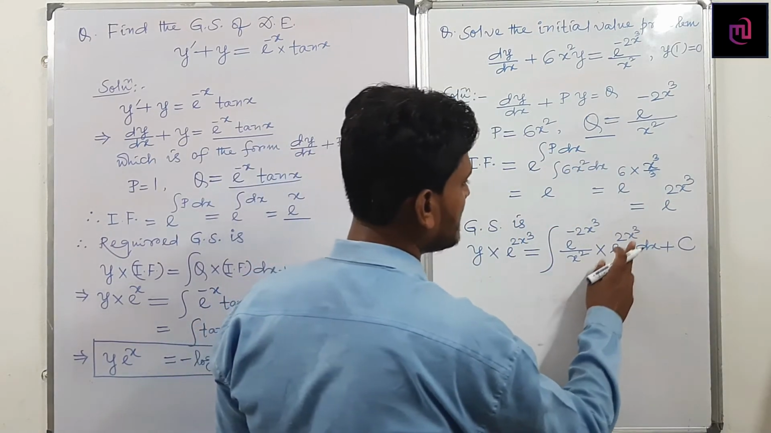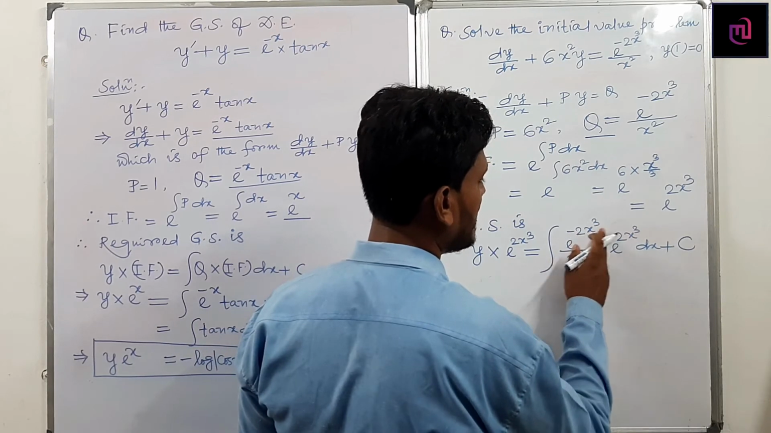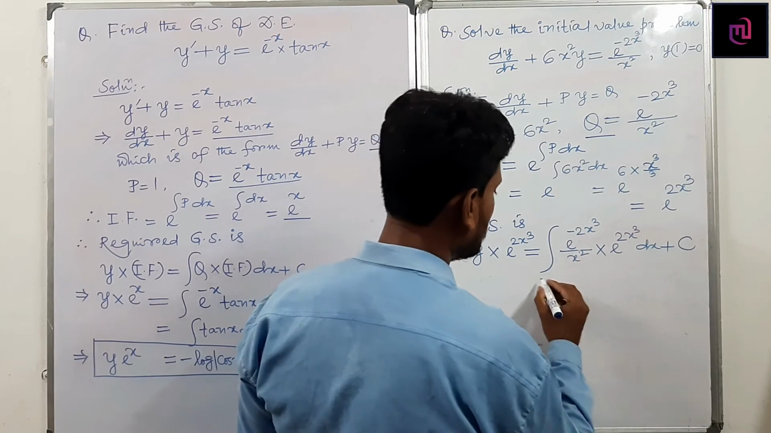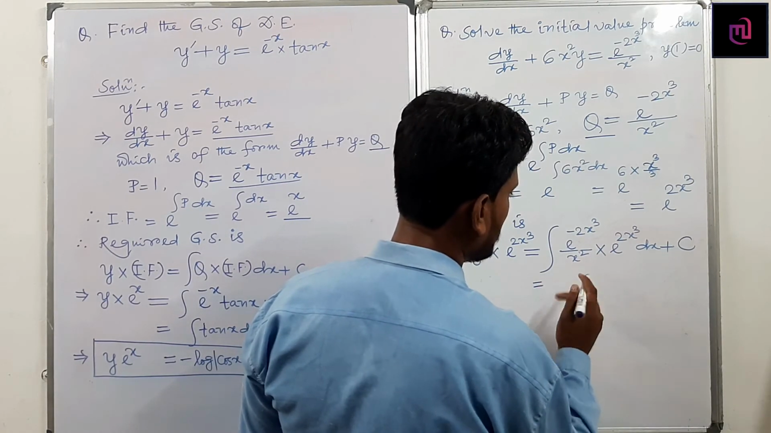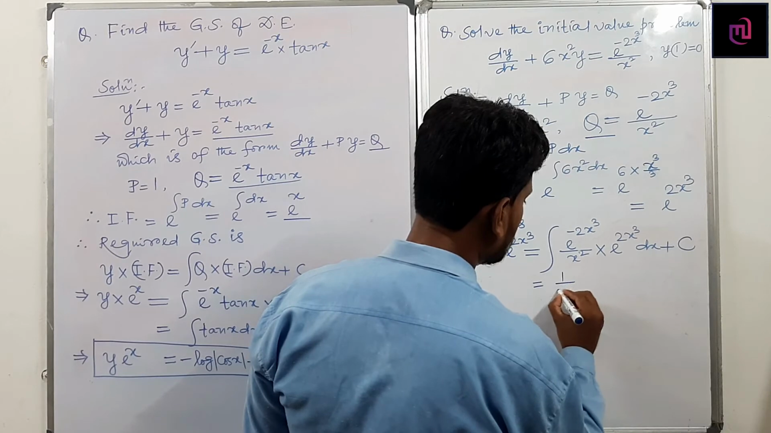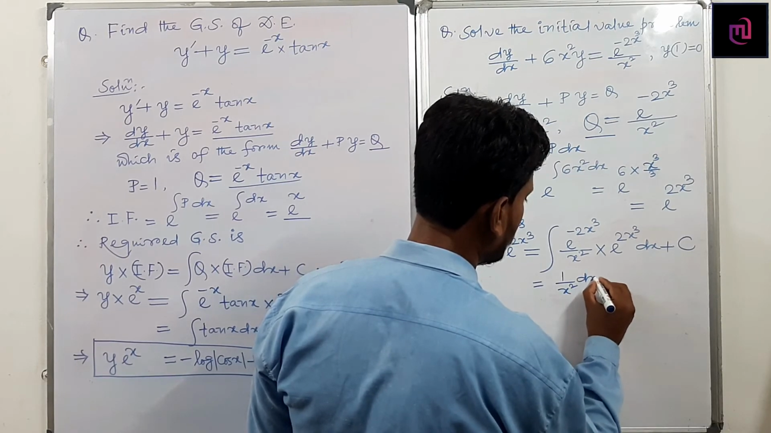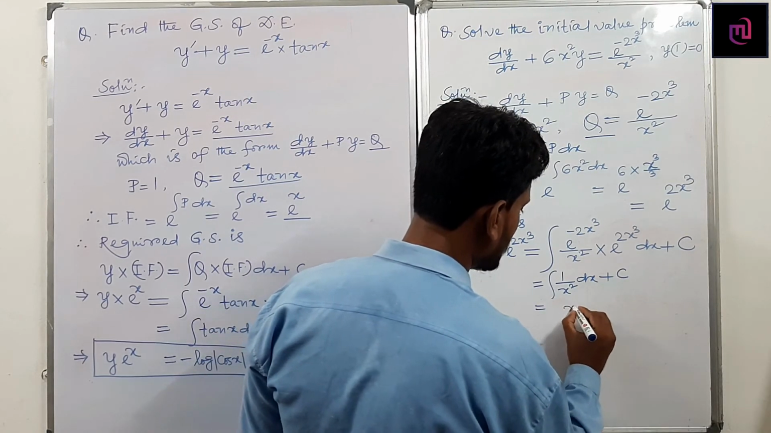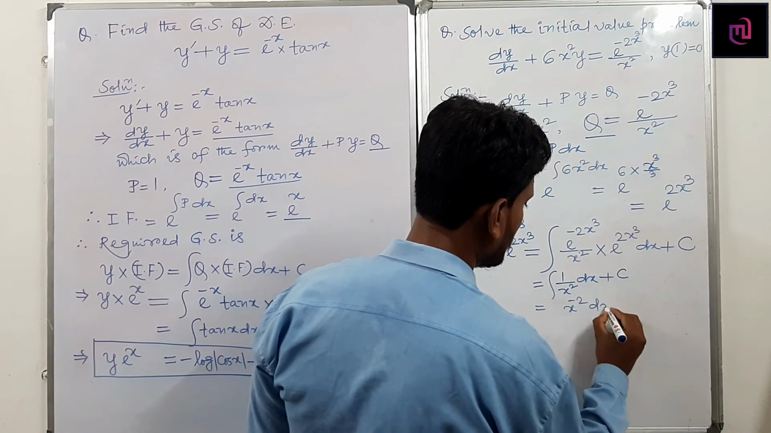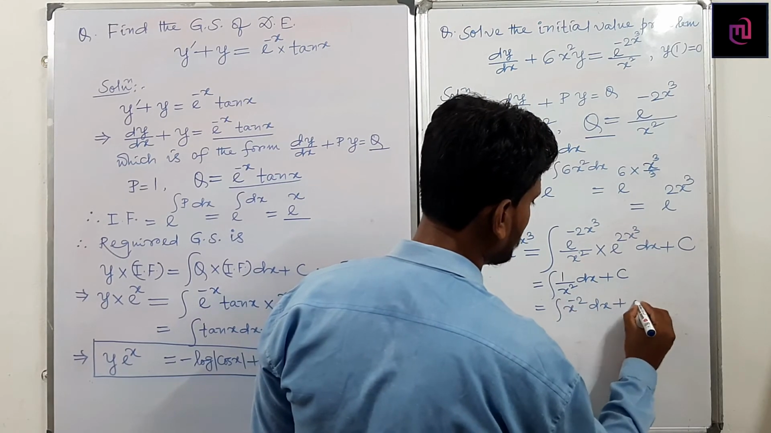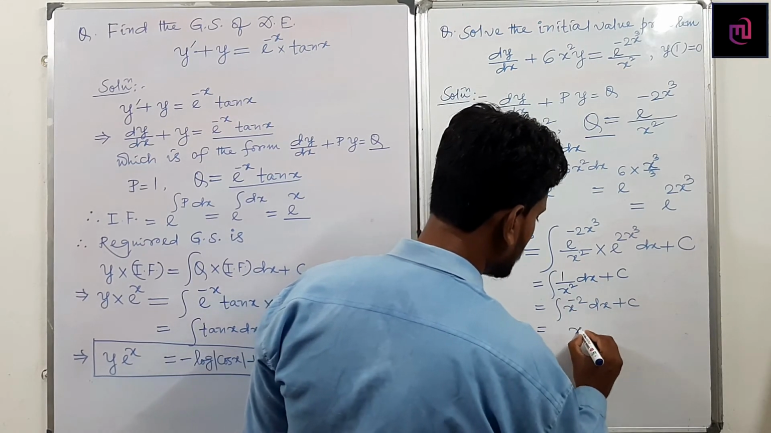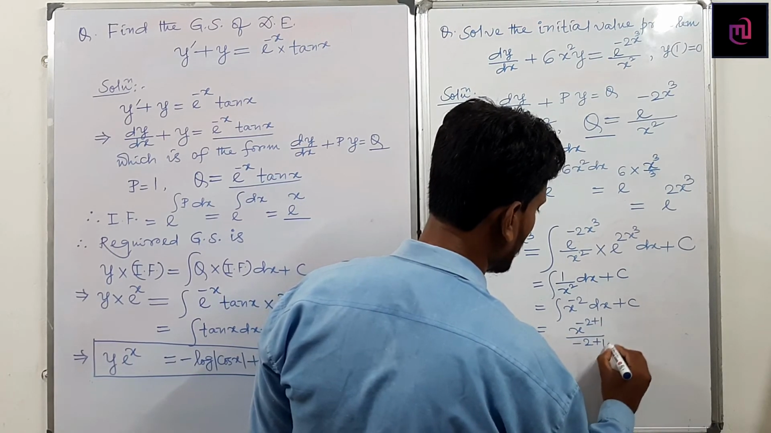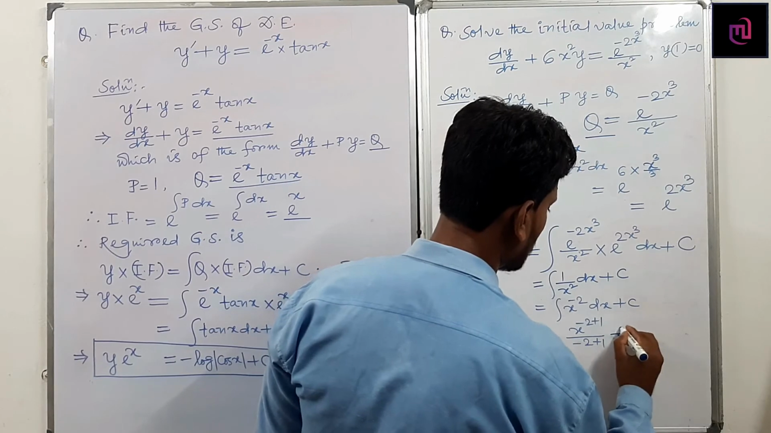So here e to the power 2x cube and e to the power minus 2x cube. So finally we will get e to the power 0. E to the power 0, that means 1. So finally we will write, this part becomes 1 by x square whole into dx plus c. So can I write this part finally x to the power minus 2 whole into dx. So can I integrate this part plus c. So what is the integration? X to the power minus 2 plus 1 divided by minus 2 plus 1, plus c.